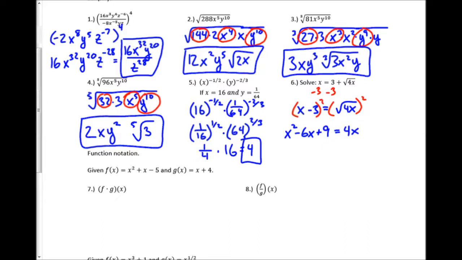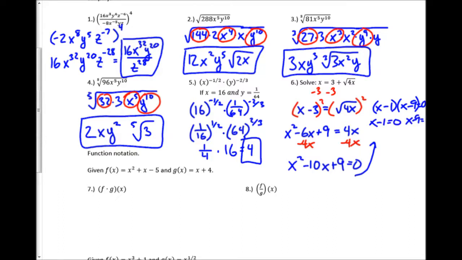And now I'm going to subtract the 4x from each side. And so essentially what I have is a quadratic that I need to solve. So I'm just going to factor this thing and set each factor equal to 0. When I factor it, that's going to factor into an x minus 1 and an x minus 9. And then I set each factor equal to 0. And now I solve each. Here I find out that x equals 1. Here I find out that x equals 9.